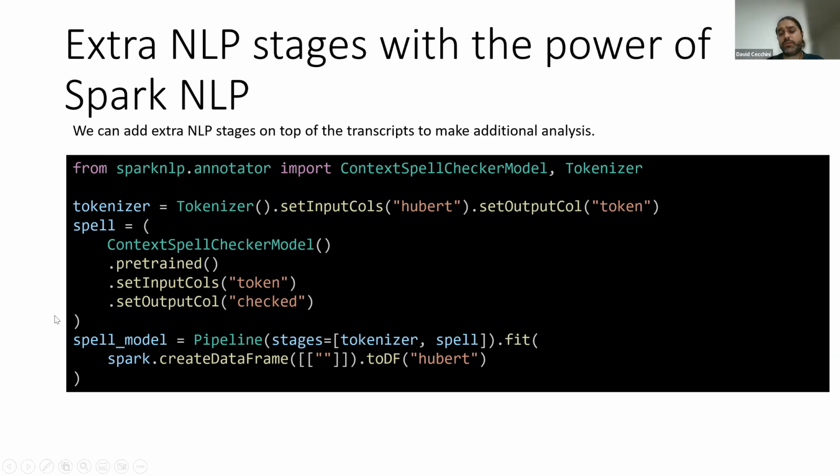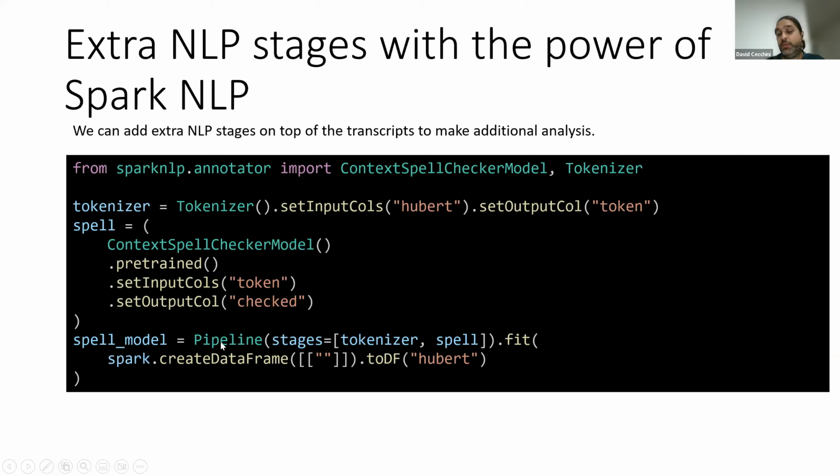So what we do is, since we have the text available, we just create the tokenizer to split the text into tokens, and the spell checker model. We have many pre-trained models for different languages. The standard one is for English, and it also takes into account the context, so it's based on deep learning. We also have other dictionary and rule-based spell checkers.